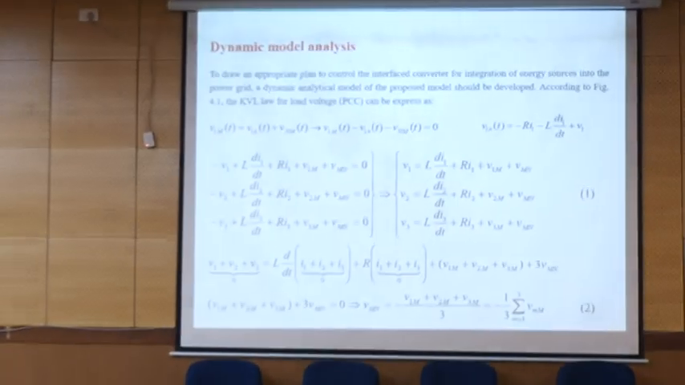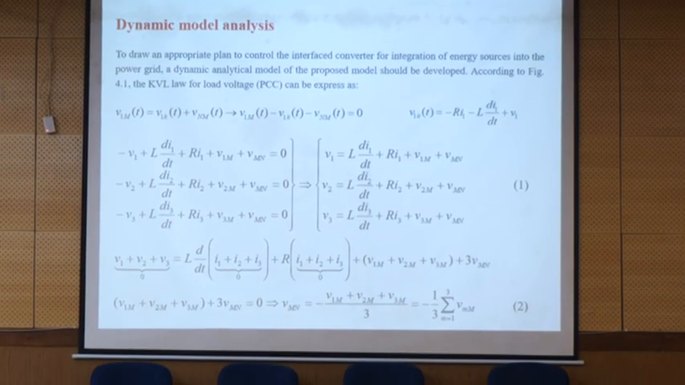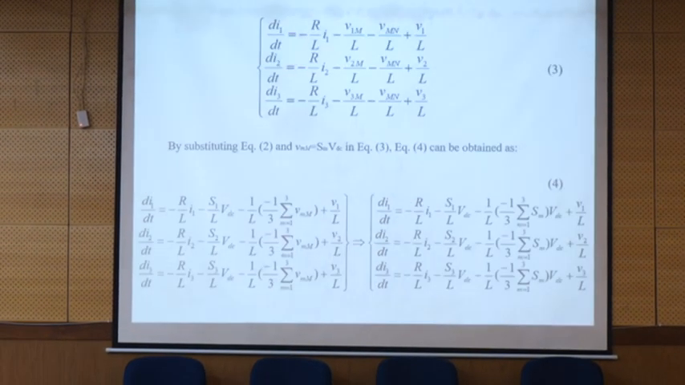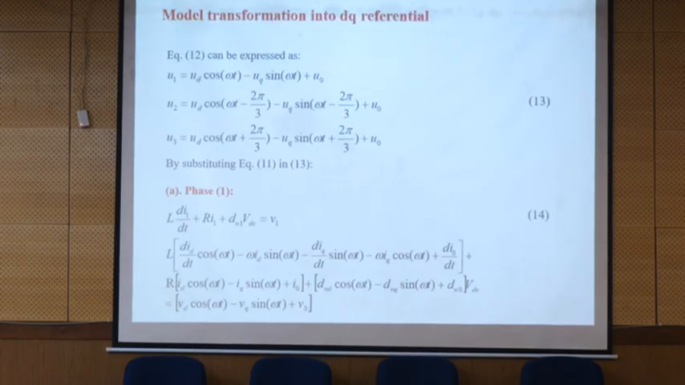So now we get back again to DQ. So we have this equation. At the end of the story, we have L di/dt plus Ri plus dn times Vdc equal to Vd in the dq0 reference frame transfer function. So this is for phase 1.